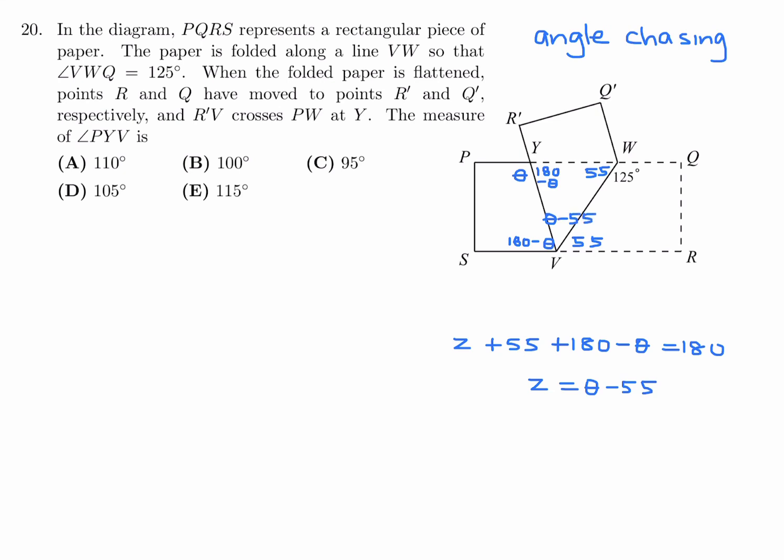All right, and then opposite angles, this guy is going to be theta. And by opposite angles, this is going to be 180 minus theta. And then this is, of course, a right angle because it's really just the corner of a rectangle, and this is also a right angle.